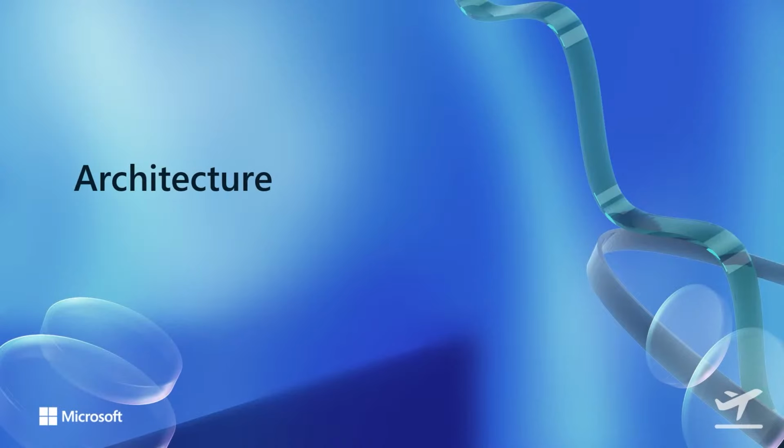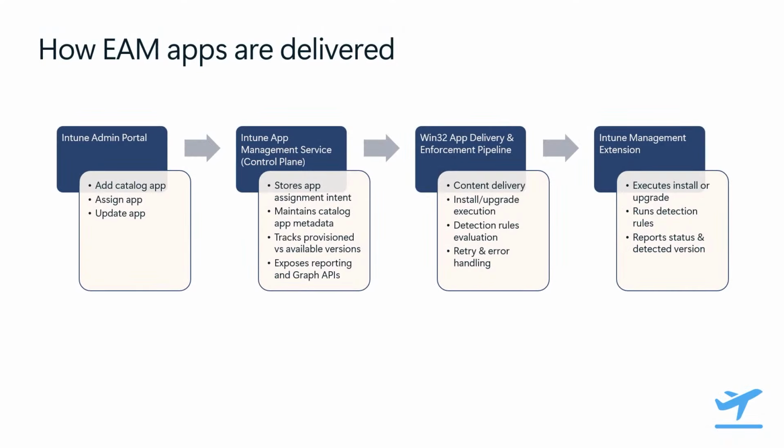Now that we've looked at how to create EAM apps, let's zoom in behind the scenes and see how it works. At a high level, enterprise app management is built as an extension of the existing Win32 app architecture, not a parallel system. So from the admin perspective, everything starts in the Intune portal, but behind the scenes, there's a clear separation between the control plane and the data plane's responsibilities.